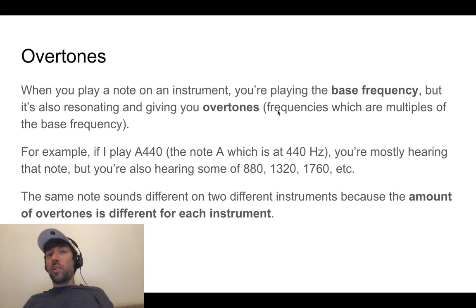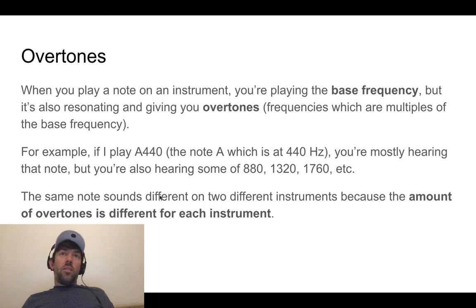Those extra frequencies that are coming out of my mouth are multiples of the bass frequency. So, for example, if I play A440, which is the musical note A, at specifically the frequency 440 hertz, you're mostly hearing that note, but you're also hearing some of the frequency 880 because that is double 440, and you're hearing 1320, which is triple, and 1760, and so on. So you're hearing a little bit of each of these other frequencies, which are called overtones.